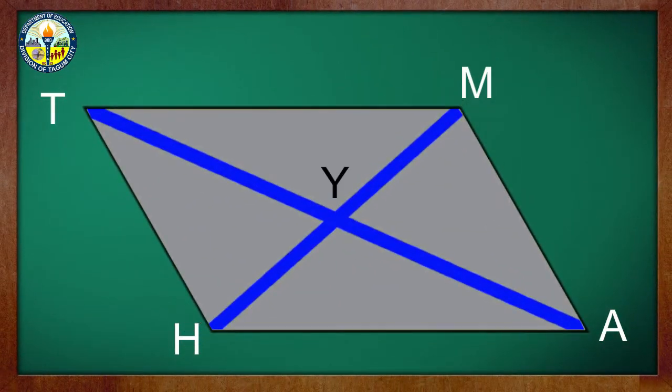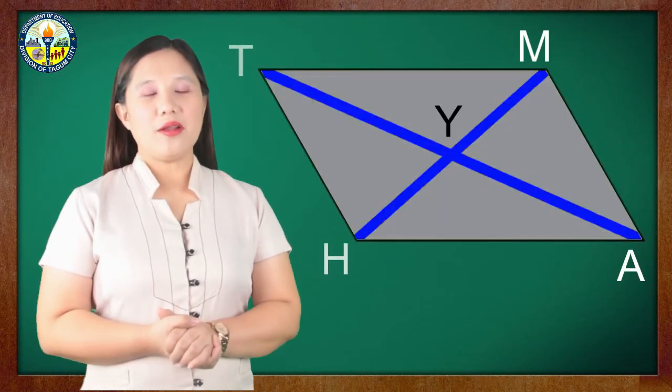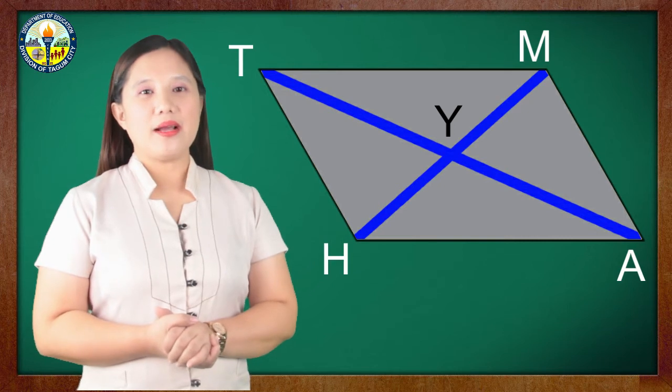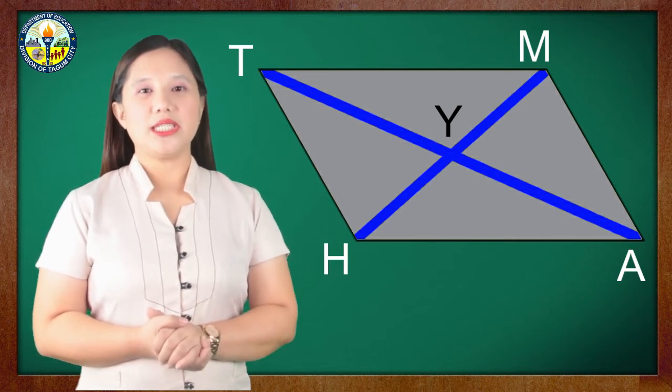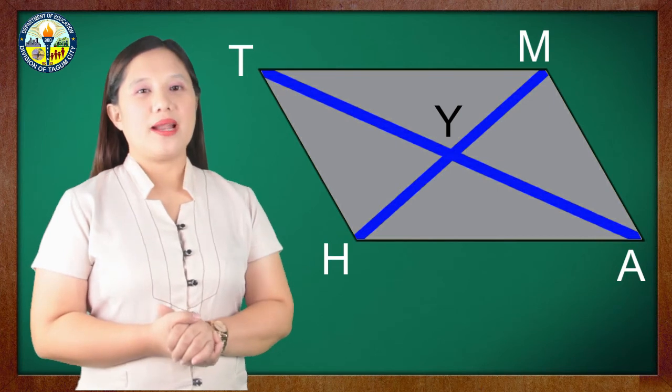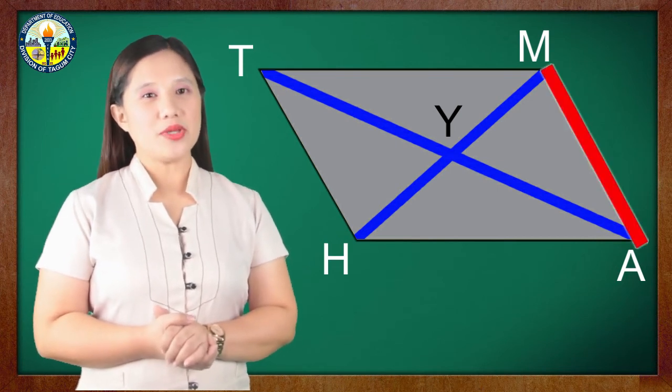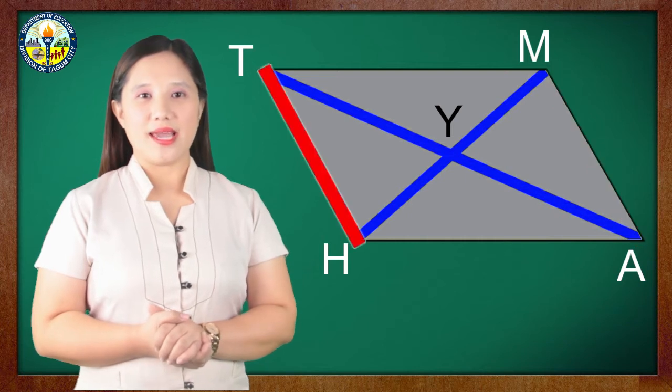Now, are you ready to use those properties to find the measures of angles, sides, and other quantities involving parallelogram? Let us look at this illustration. We have here parallelogram MAHC with diagonals MH and TA intersecting at point Y. If line segment MA equals 8 cm, find line segment TH.